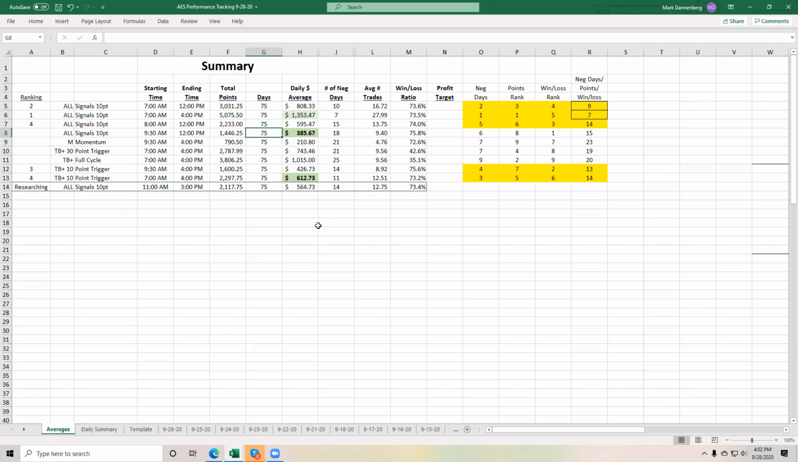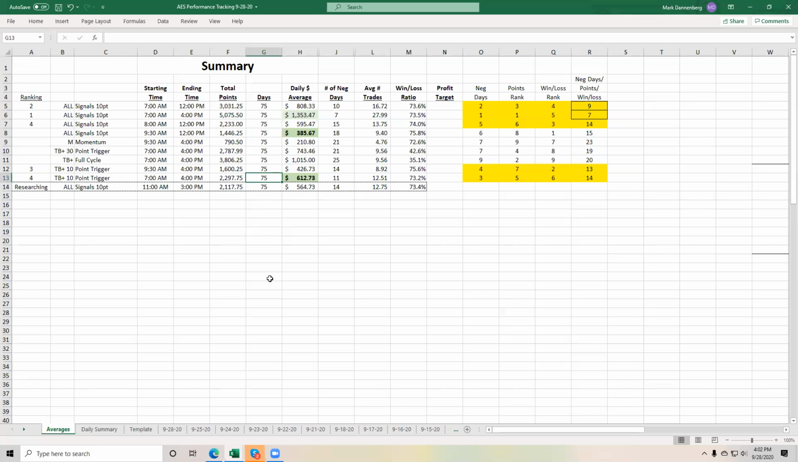We lost today, but I look at the big picture averages because this is taking into account volatile days, slow days, big winning days, losing days. It's taking into account everything. And I think it's far more important to focus on the averages. So that's what I like to do.